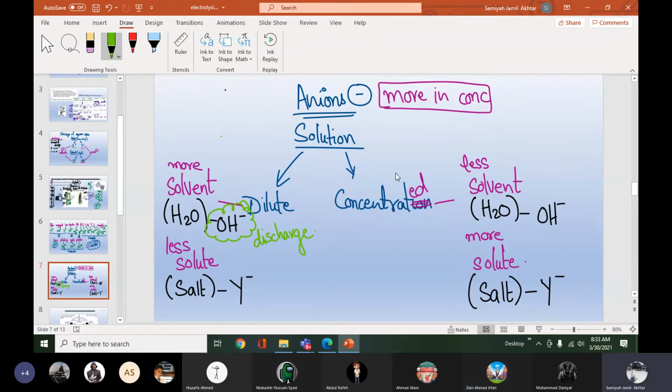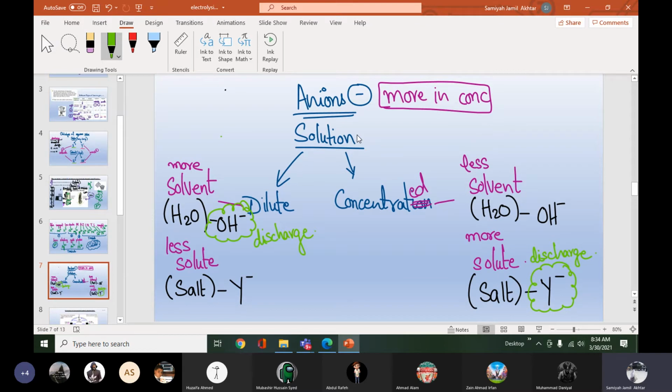And in concentrated solution, there is more solute, which means there is more salt in it. So whatever salt ion is present, that one will discharge in case of concentrated solution. That's how we can identify which anion will discharge. We will see which ion's concentration is more. This is for the anions only.